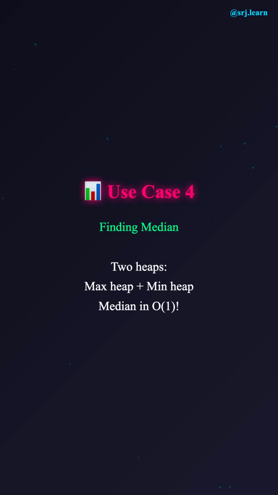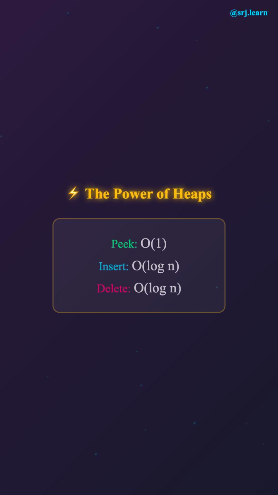Let's recap the power of heaps. Peek at the maximum or minimum in O of 1 constant time. Insert a new element in O of log n time. Delete the maximum or minimum in O of log n time. Compare this to a regular array where finding the max or min might take O of n time, and you can see why heaps are so powerful for priority-based operations.